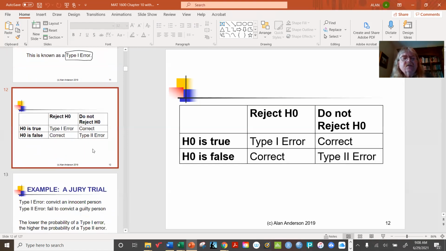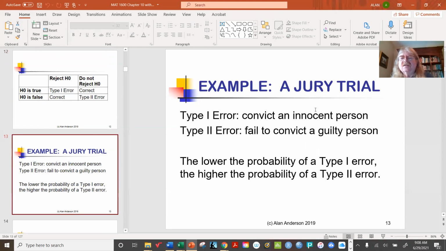And in the context of the jury trial, a type 1 error means we've convicted an innocent person, and the type 2 error means we've acquitted a guilty person. In other words, we let them go. Maybe there wasn't quite enough evidence to prove that they were guilty. So our justice system is set up to make sure that it's very difficult to convict an innocent person, not as difficult to fail to convict a guilty person.